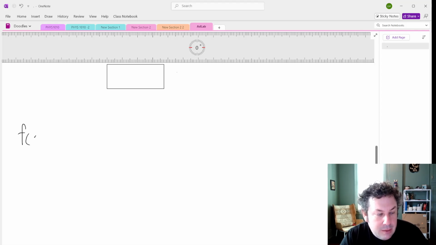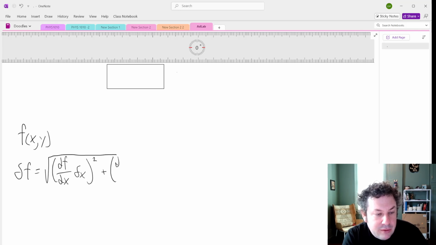a function f, which is maybe a function of two variables x and y, I'm not going to write down a function, just something random. That function f has an uncertainty delta f, which depends on the uncertainties of the individual measurements x and y. If you recall, this is the partial derivative of f with respect to x times the uncertainty in x squared plus the partial derivative of f with respect to y times the uncertainty in y also squared.